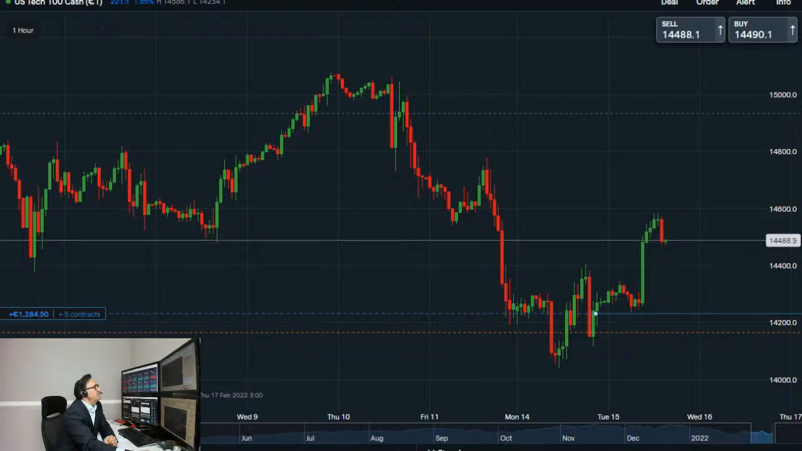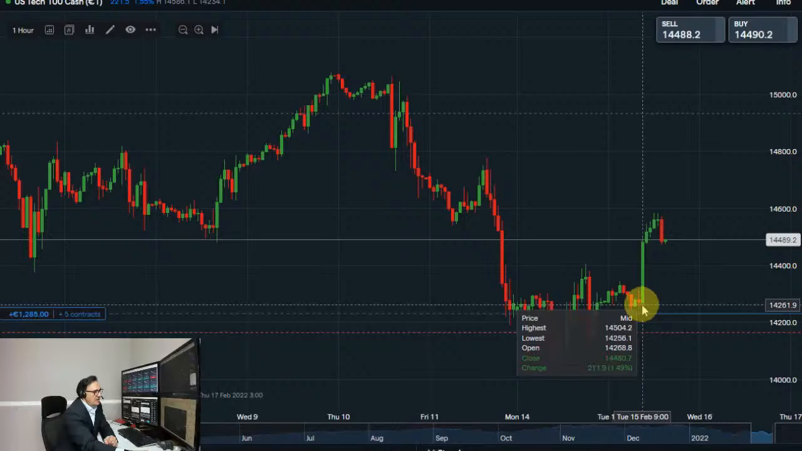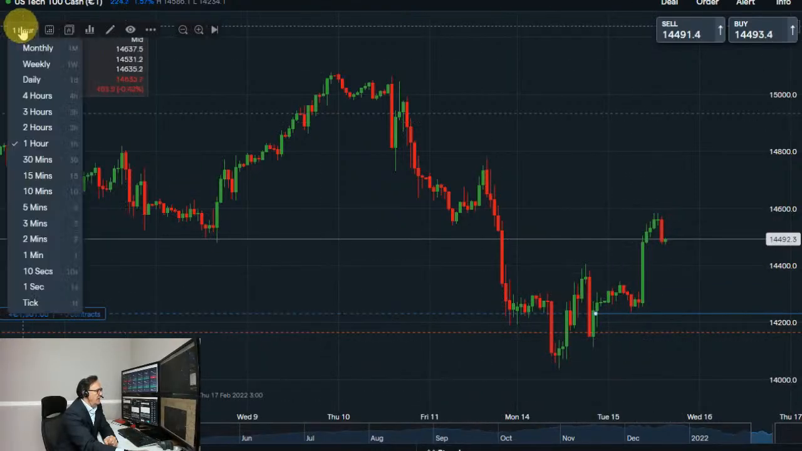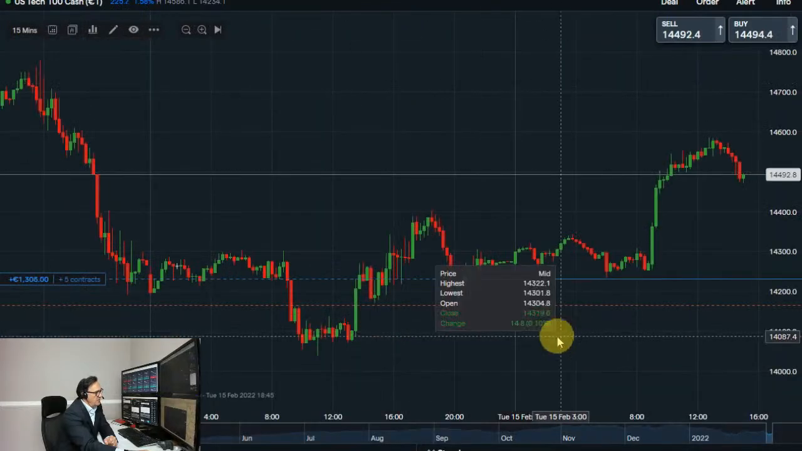that we have confirmation that Russian troops are moving away from the border, and possibly going back to their barracks and so on. So that's where I am with Nasdaq.